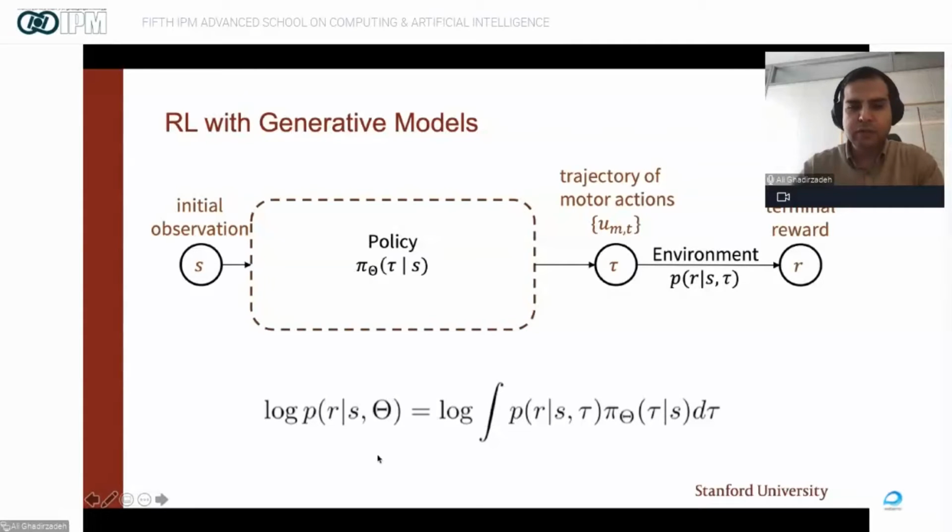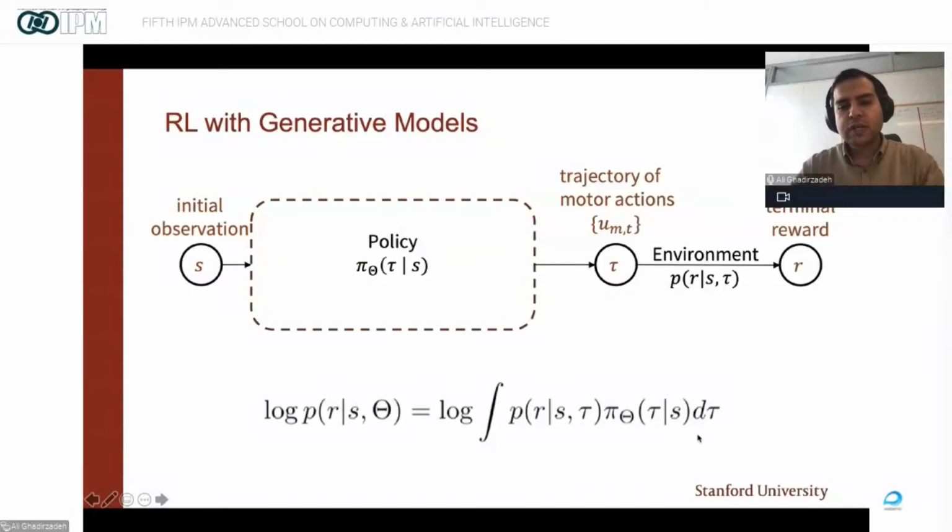Again, similar to what we did with the generative models, this time we want to maximize the log likelihood of reward. We want to find the parameters of the policy, capital theta, such that the likelihood of receiving high rewards will be maximized.